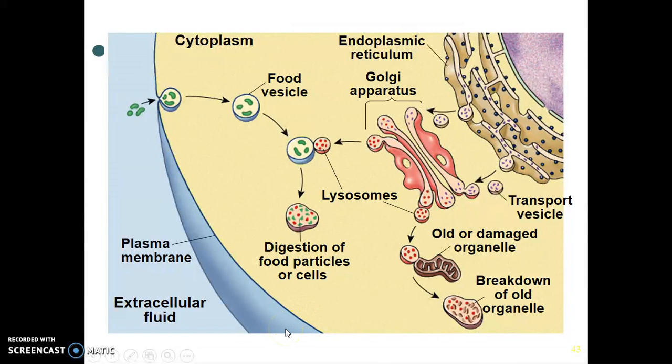Okay, so there's your big picture. Make sure you can describe what I just described, being able to walk through step by step from the nucleus to the ribosome to the ER to the Golgi. Okay, that's how they work together.